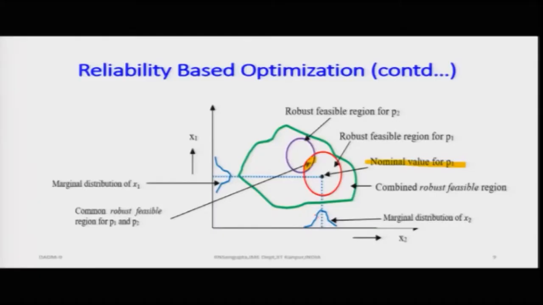So, you have a nominal value for P1, similarly you will have a nominal value of P2 also, and the combined area of the robust region, because the combined region will depend on different types of constraints. So, the green area which I have drawn is basically the combined area, and the violet one and the red one are based on the perturbation of P1 and P2.